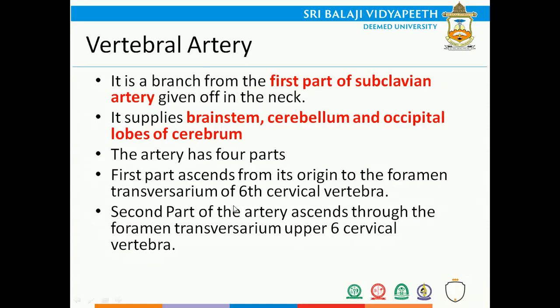Then the second part of the artery ascends through the foramen transversarium from the sixth cervical vertebra and then enters into the foramen magnum. So the second part confines itself from C6 up till C1, in the upward direction. So the first part is from the origin at the first part of the subclavian artery up till the foramen transversarium of the sixth cervical vertebra. Then the second part is from the sixth cervical vertebra upwards towards the foramen magnum.